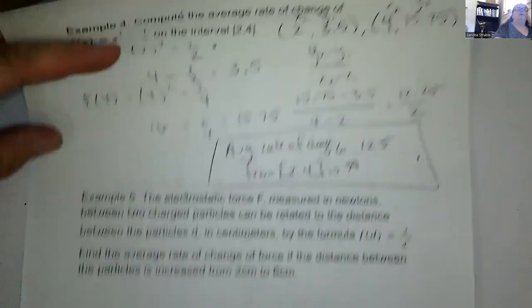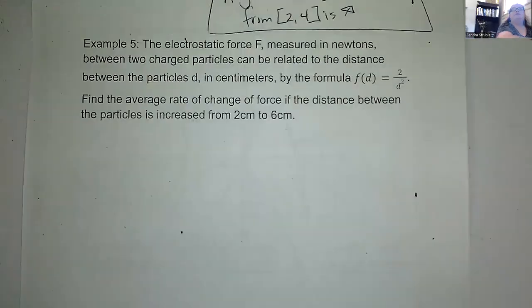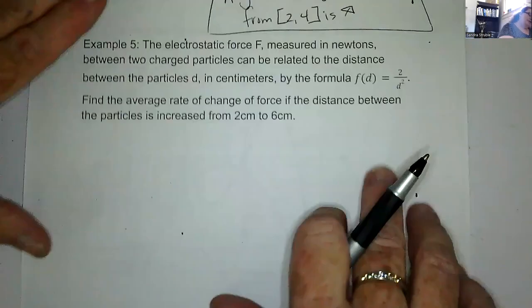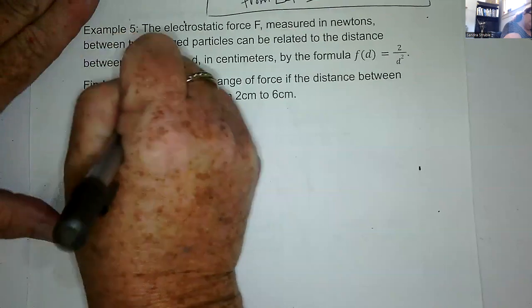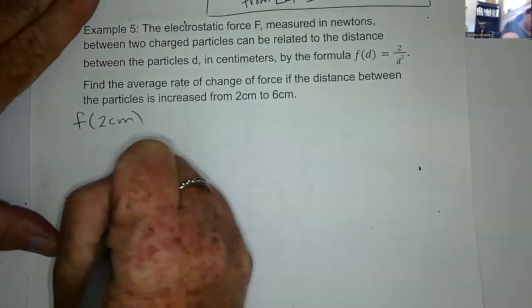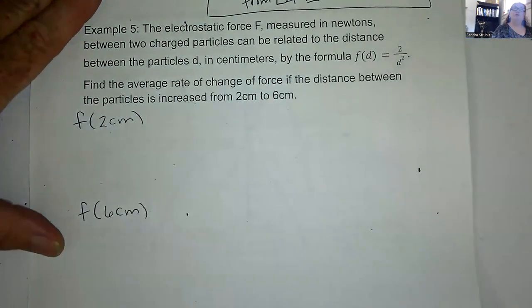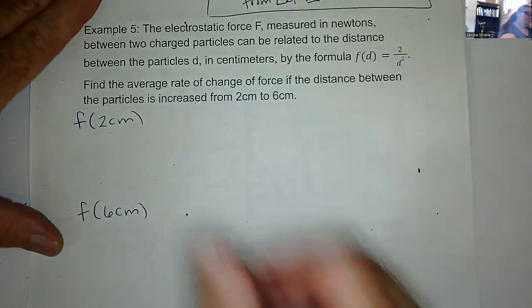Moving on. Electrostatic force, F, measured in newtons between two charged particles can be related to the distance between the particles, d in centimeters, by the formula. This is our function. F of d is equal to 2 divided by d squared. Find the average rate of change of force if the distance between the particles is increased from 2 to 6 centimeters. So we're just going to find the values of the function at 2 centimeters, and then we're going to find the value of the function at 6 centimeters. And then that's going to give us our 2 ordered pairs that we can find the rate of change from.